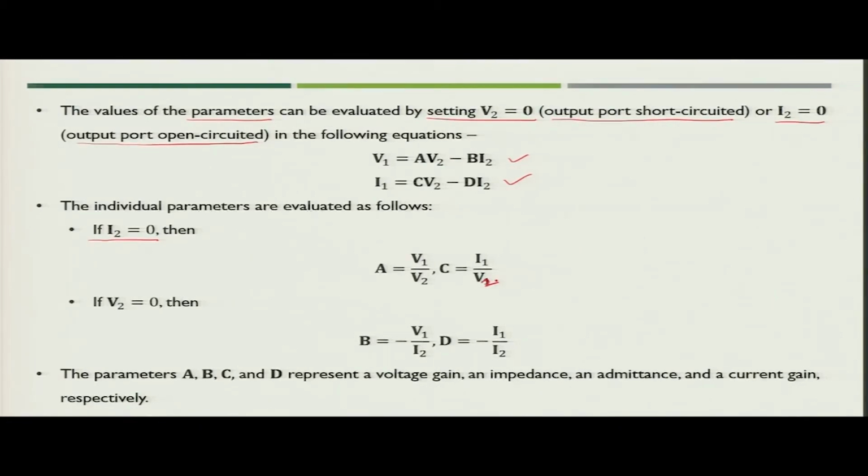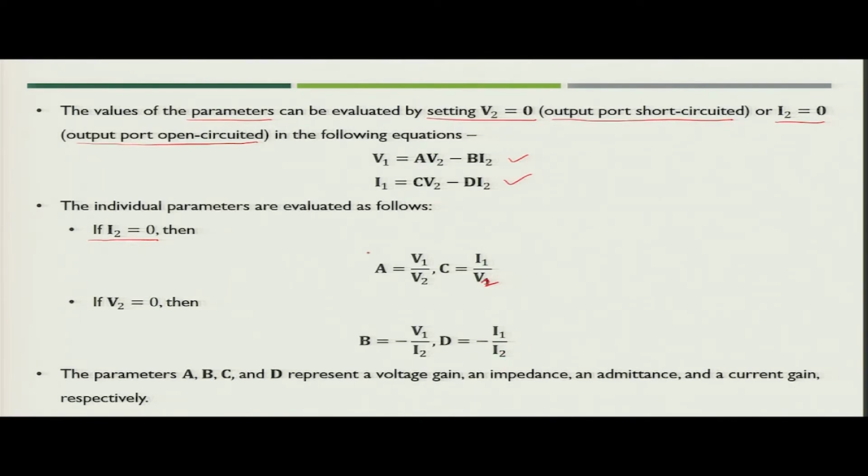Now, next is the condition when you set V2 equal to 0. That means you are keeping the output port short circuited. That means you will set the value of V2 in these two equations as 0. So, B, which you will get from the first equation, is minus of V1 upon I2, and D you will get from the second equation, that is equal to minus of I1 upon I2.